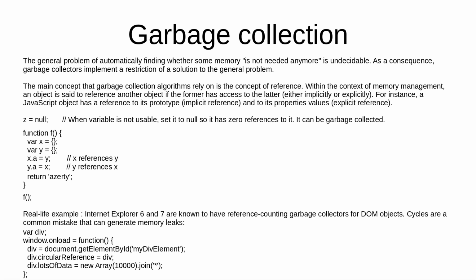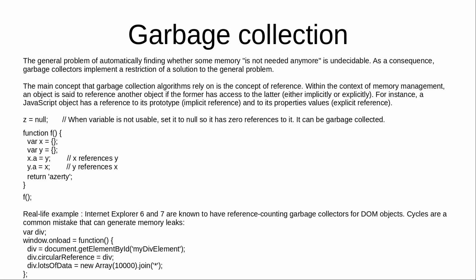Similarly, when you have a function, like in this example, I have a function f, and in this function I have two objects x and y, and then I'm referencing x.a equals y and y.a equals x, and then I'm returning a string. So basically, after I have used this function, I just need to type in f() semicolon. So this makes the reference of the object of this function null.